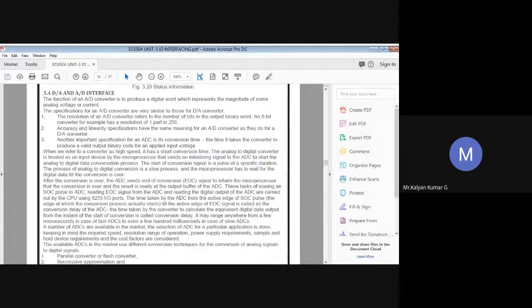Okay, fine. So first we'll start with D to A converter, or A to D converter, whatever it may be. So we'll start with A to D converter. So what do you mean by A to D converter? Or why is it required for a microprocessor?